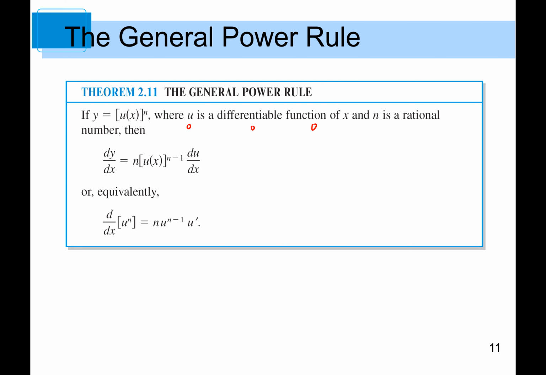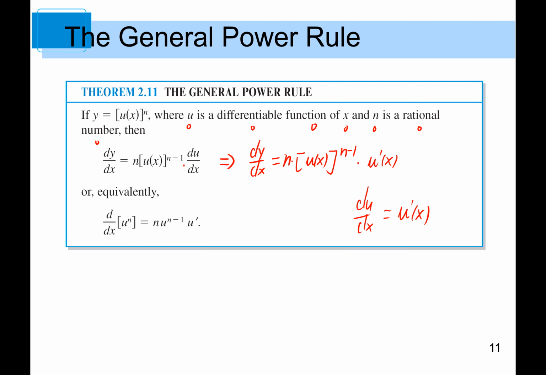Alright, so the general power rule: if y equals [u(x)]^n, where u is a differentiable function of x and n is a rational number, then dy/dx equals, put the exponent in front and reduce the power n by 1 for u of x, times du/dx. Another way of writing this is dy/dx equals n times u(x)^(n-1), and then du/dx is u prime of x.